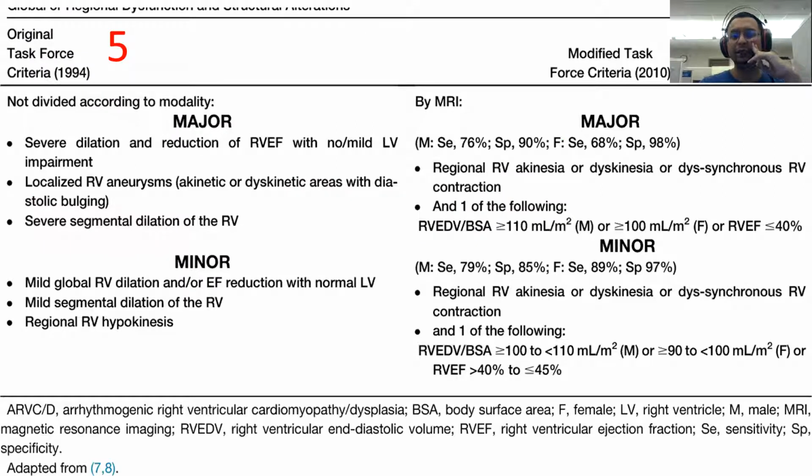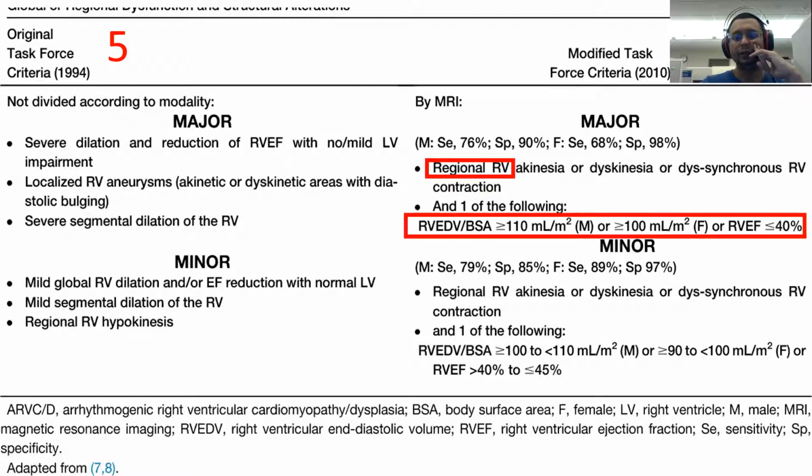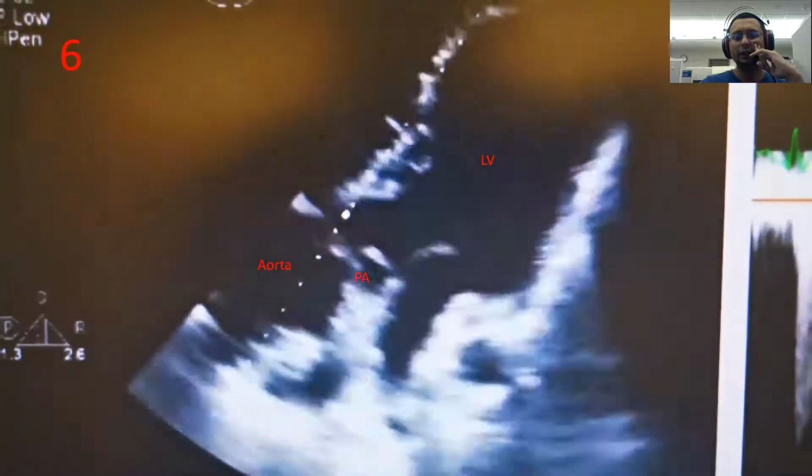This is the criteria for diagnosis of arrhythmogenic right ventricular cardiomyopathy. The criteria is always a combination of regional wall motion abnormalities plus RV dilatation. If you have someone with regional wall motion abnormality plus RV dilatation, and you cannot find other cause, always think about arrhythmogenic right ventricular cardiomyopathy. Regional plus RV dilatation.